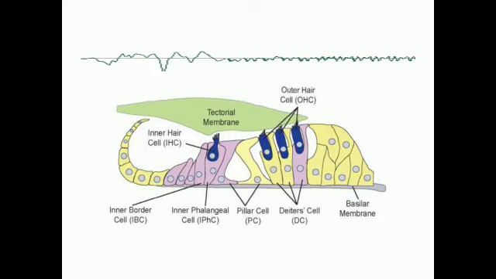So here are a few names of the supporting cells. You have the inner border cell, inner phalangeal cells, pillar cells, Deiters' cells, and you have also another cell called Hensen cells. So these are all names of the supporting or sustentacular cells of the hair cells.